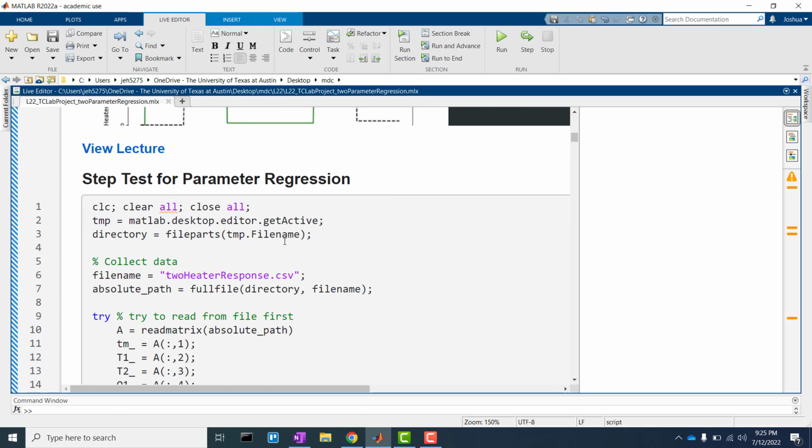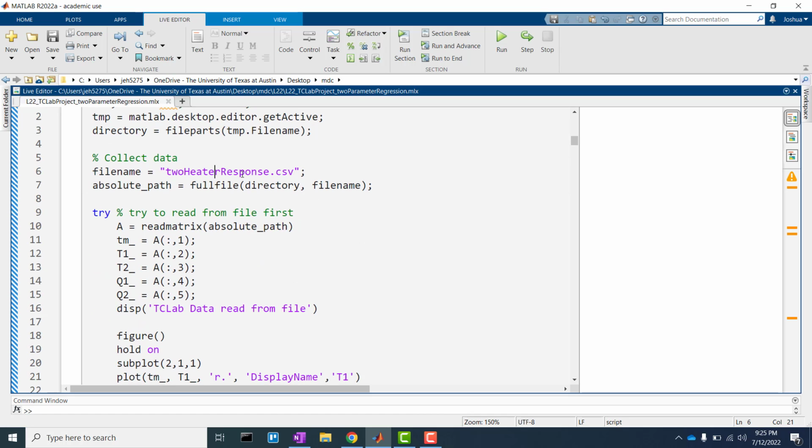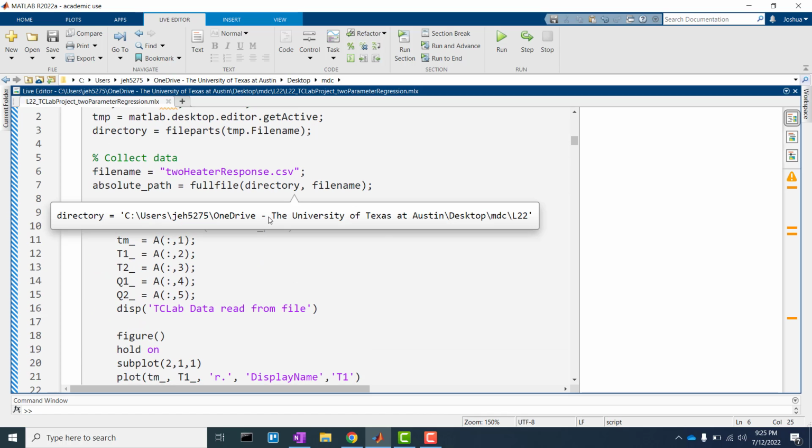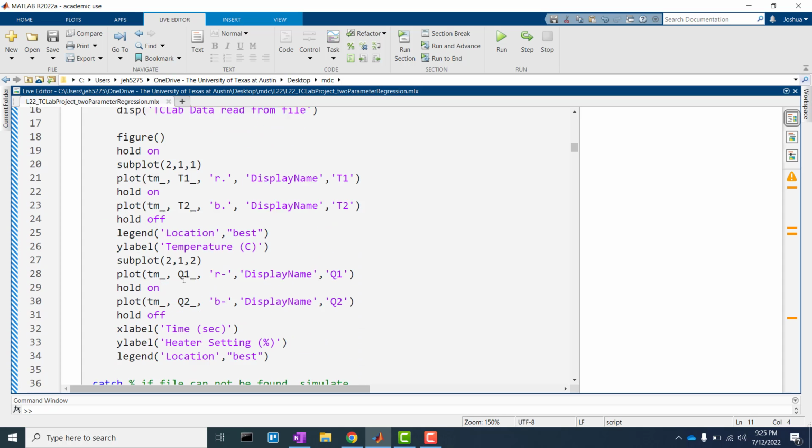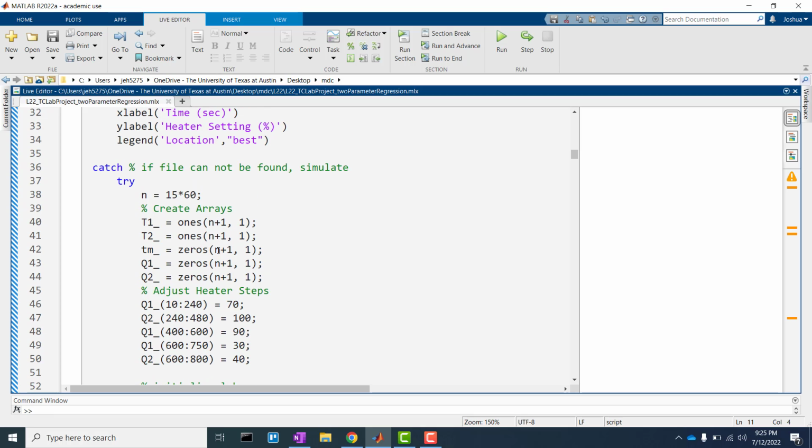So we're using fmin_con and fmin search. Similar to before, we're going to clear all, close all, and then initialize our directory. We'll create a file name. This one we'll call toHeaterResponse, and then we will first try to read that. If we can't, and we get an error, then we'll go ahead and move on to this.